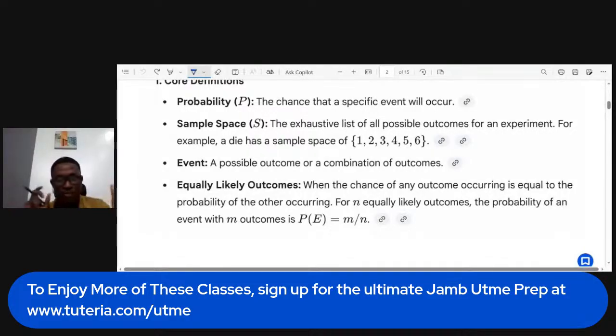So if you understand what probability is, which is the chance of an event occurring, then sample space is all possible outcomes. Like I said, if you toss a coin, the sample space of tossing a coin in this case is either head or tail. But for a die, the sample space is what? 1, 2, 3, 4, 5, and 6. So all possible outcomes. That's what we mean by sample space.